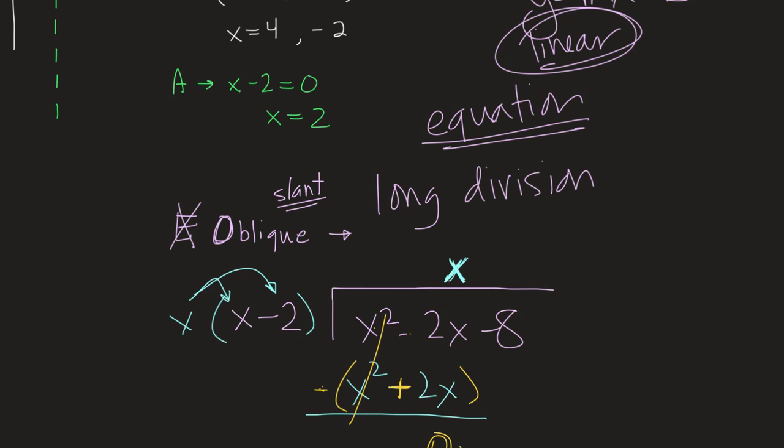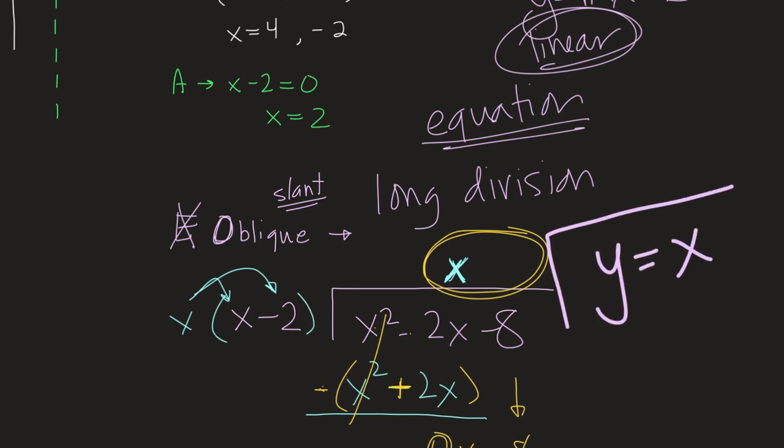Okay, and then of course 0x, and then we can drop down the minus 8. But for ours and this problem, that's not important. We're basically done. This is going to be the equation of your oblique asymptote. Simply y equals x. Okay, so this is the equation of your oblique asymptote. We'll do another example where it's going to be more intense. But for the most part, that's what we're going to do.